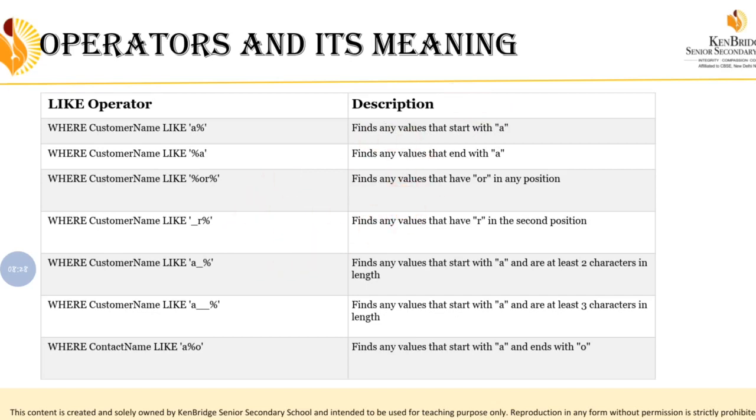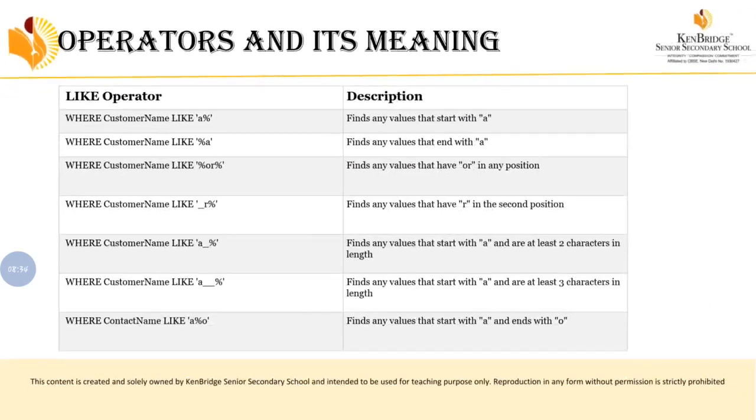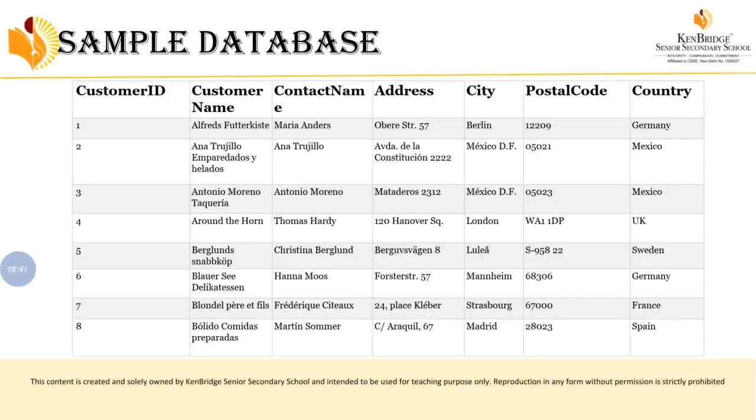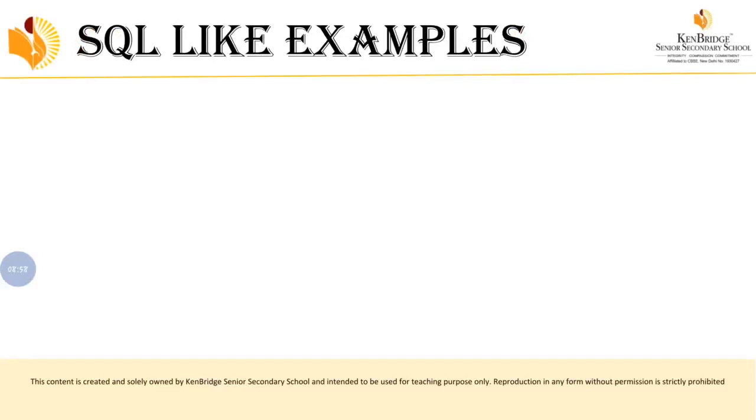And the next one we are going to see is a sample database which we are going to use for the queries listed in this video. Here I have a customer table, and in this customer table we have customer ID, customer name, contact name, address, city, postal code and country. Let's see the queries based on this sample database.